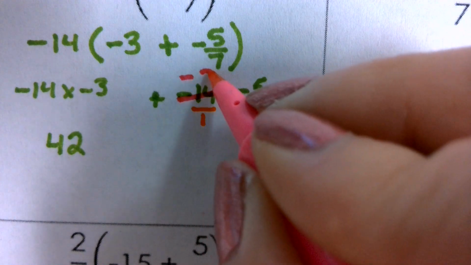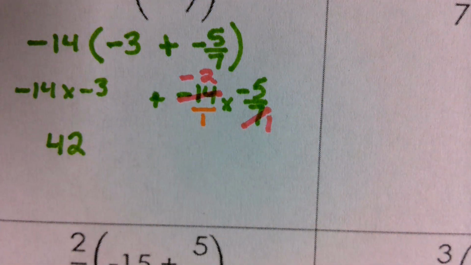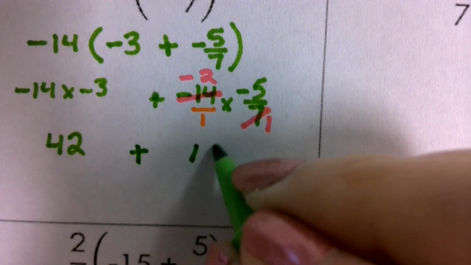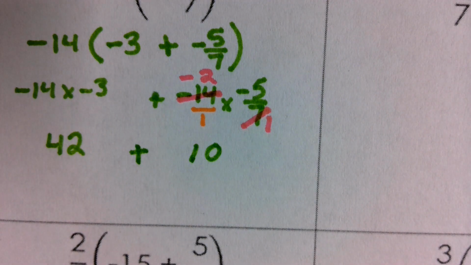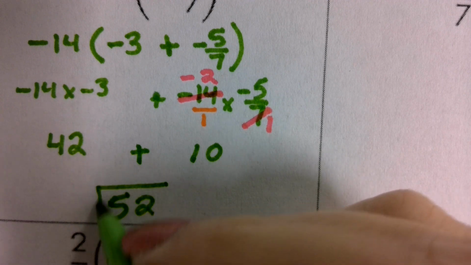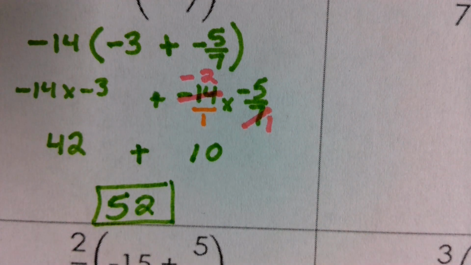So we have a negative 2 here. Then I can go ahead and multiply straight across. Both of these denominators happen to be 1s, so I'm technically going to have a whole number answer. What's negative 2 times negative 5? 10. So we now have 42 plus 10. That comes out to 52. So you should have gotten 52 as your answer.